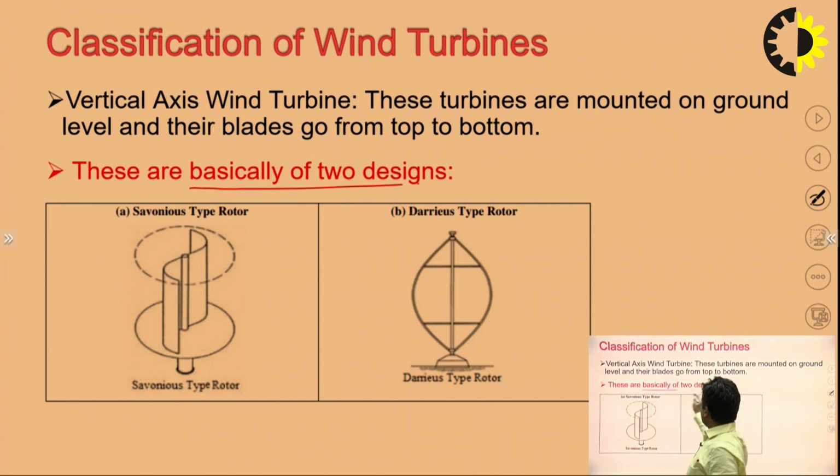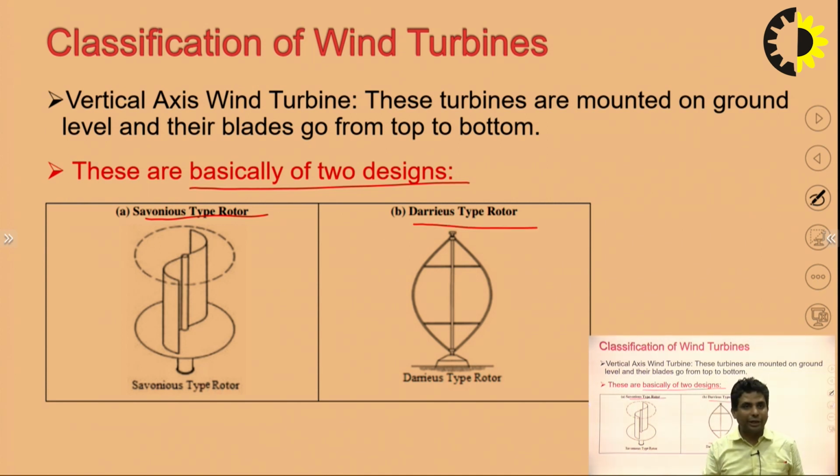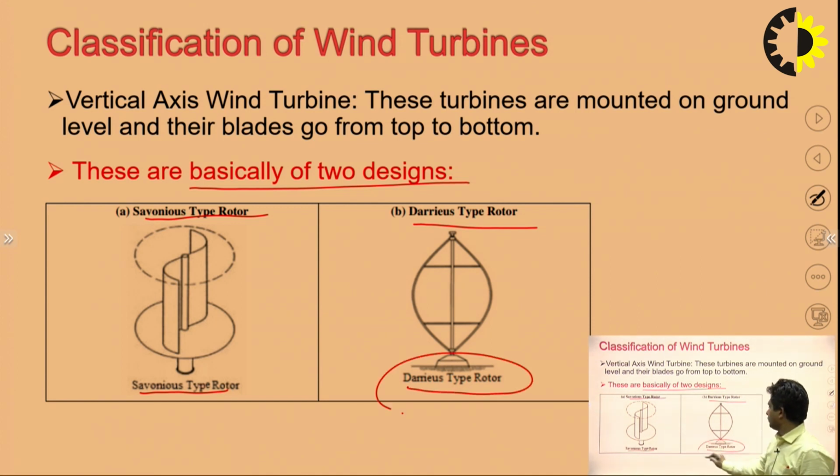So there are two classifications of design, first called the Savonius type and the Darrieus type. These two types of classification are available on the basis of their designing. So that is a Savonius type rotor and that is a Darrieus type.